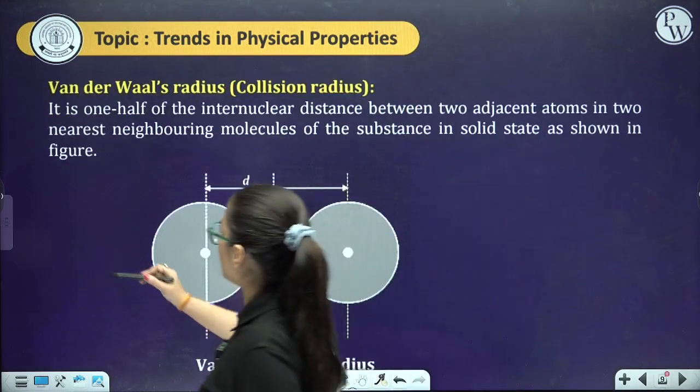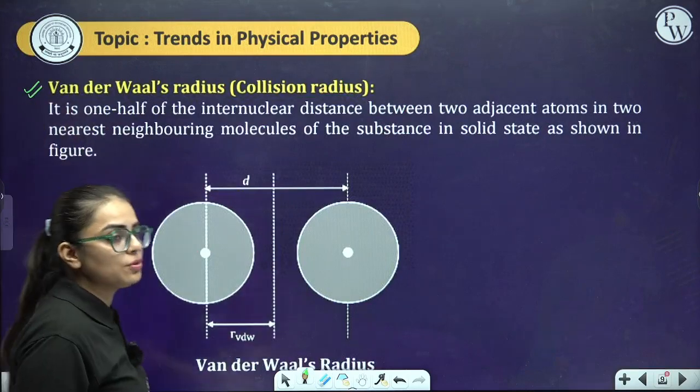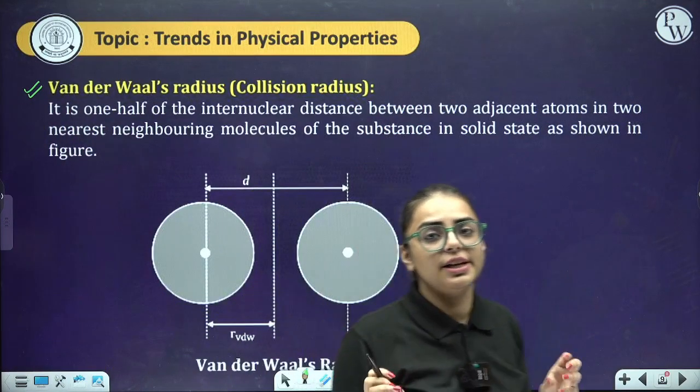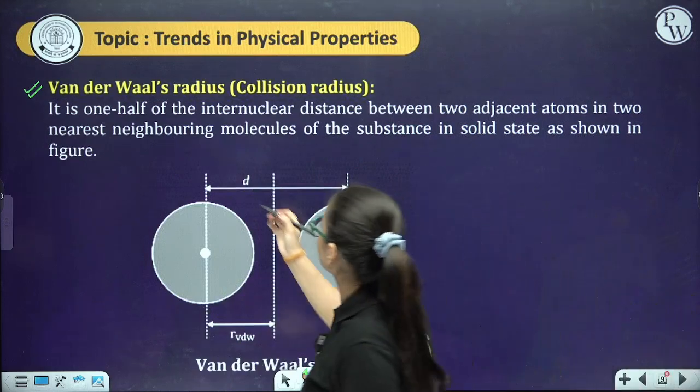Now let us understand about van der Waals radii. See, in the case of van der Waals radii, let me tell you first of all, van der Waals radii will occur between molecules. It is valid for inert gases. Used for which kind of gases, ma'am?